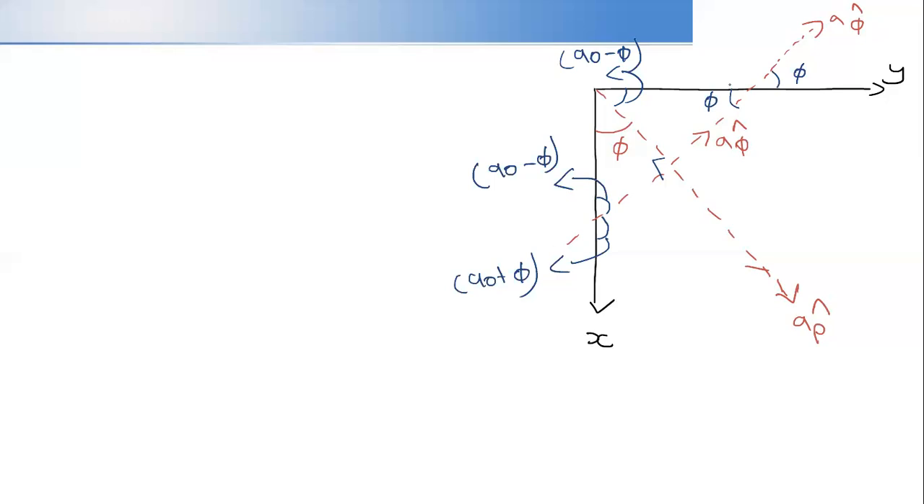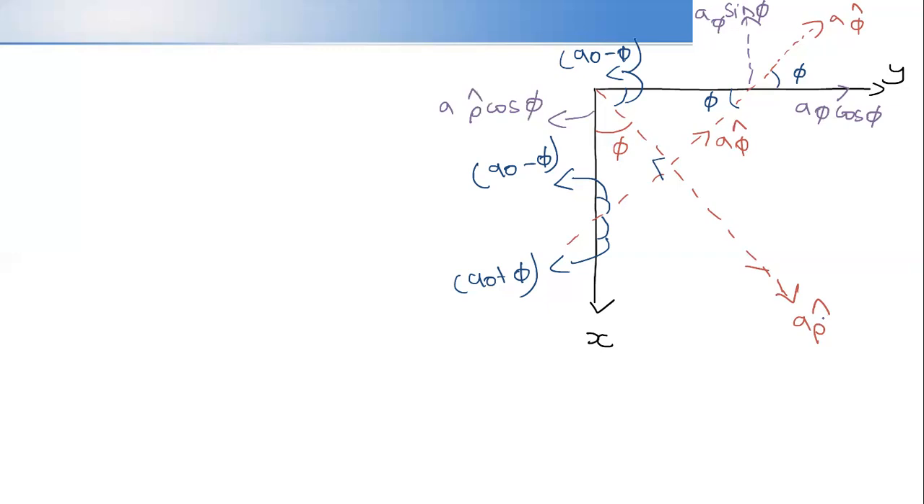Then, if this angle is phi, then this will be a phi sin phi, and this will be a phi cos phi. Yes, sir. Okay. Then if this angle is rho and this angle is phi, then this side will be a rho cos phi. That is x.